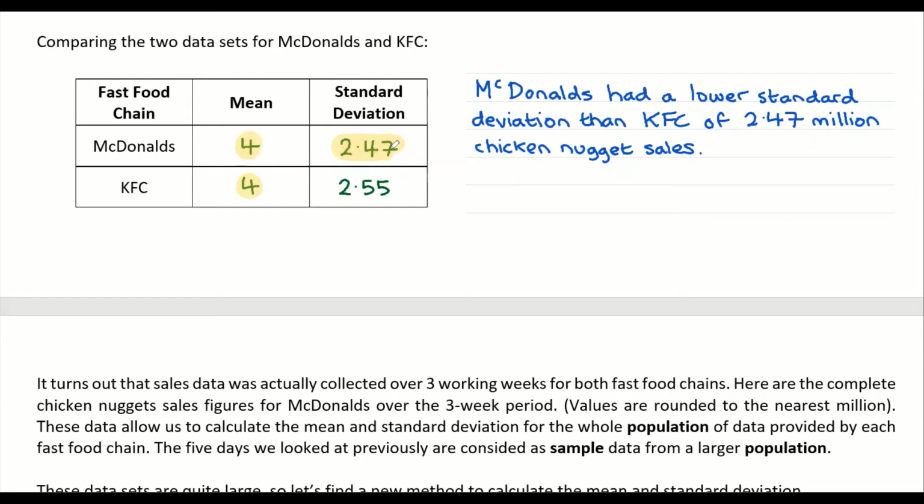So we need to write a conclusion here. We're going to compare the two sets of data. Before it was inconclusive, but now we can say that McDonald's, because it had a lower standard deviation, is more consistent, on average. So that's what you're looking for. You're looking for a smaller standard deviation to show that the numbers were closer together, but only ever so slightly. So the spread was only 2.47 million chicken nugget sales, which sounds a lot, but in the grand scheme of things, it isn't really.